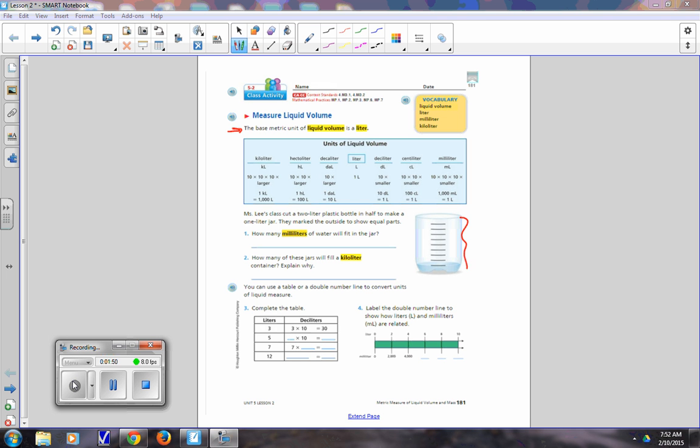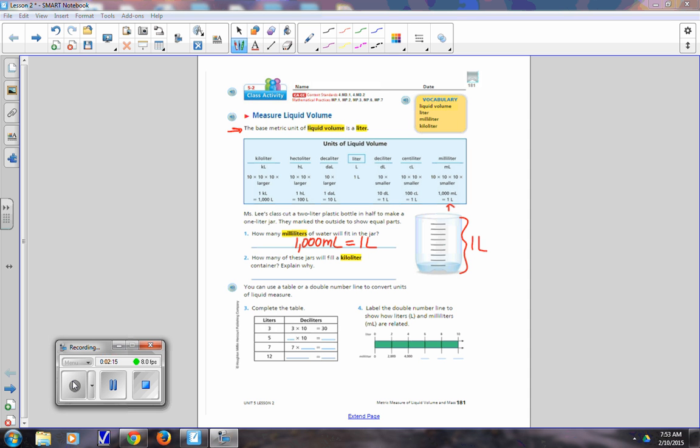So this whole jar here is 1 liter. And notice it's a capital L. That's how we tell the difference. So how many milliliters, looking at our conversion chart, are in 1 liter? Well, 1,000 milliliters equals 1 liter.